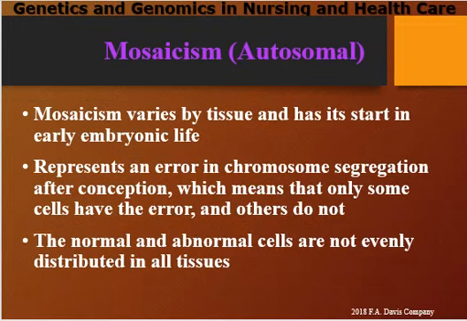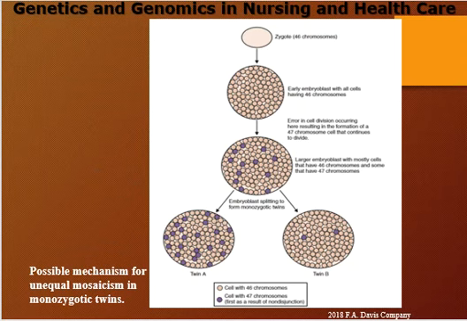It varies by tissue and has its start in early embryonic life. Mosaicism represents an error in chromosome segregation after conception, which means that only some cells have the error and others do not. So the normal and abnormal cells are not evenly distributed in all tissues. And here's that picture I was talking about.